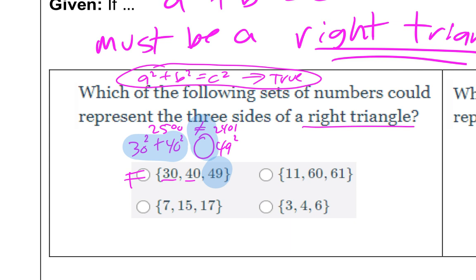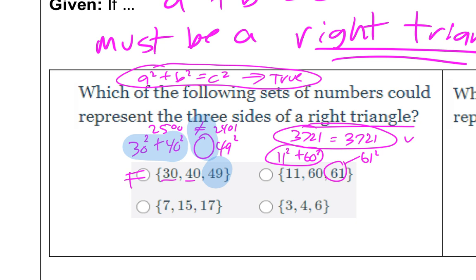All right, so we would do each of those. Say we did this one right here. We would say 61 squared, because that would have to be the longest one. We're going to compare it to 11 squared plus 60 squared. If we put that into our calculator, that's going to be 3721. And if we put 61 squared into our calculator, that's also going to be 3721. Since that one is a true statement, that's going to be our final answer. This one right over here.